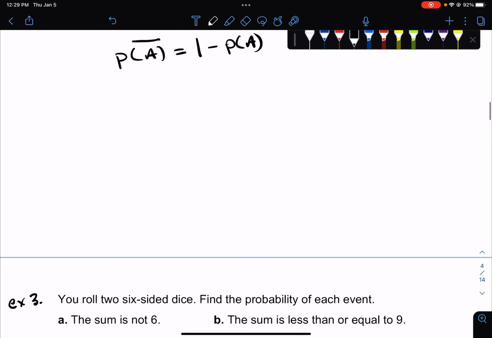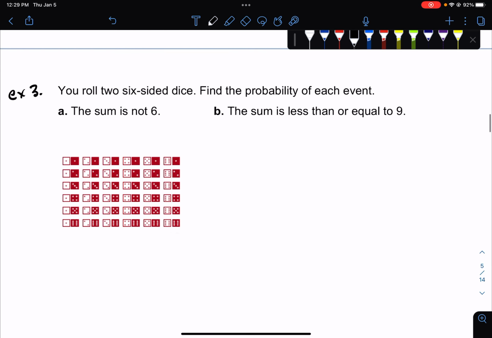All right? So if you roll 2 6-sided dice, find the probability of each event. A says, what is the probability of the sum not being 6? So we would write that. What's the probability of not getting a 6? Well, first of all, I need to know how many total possibilities there are.